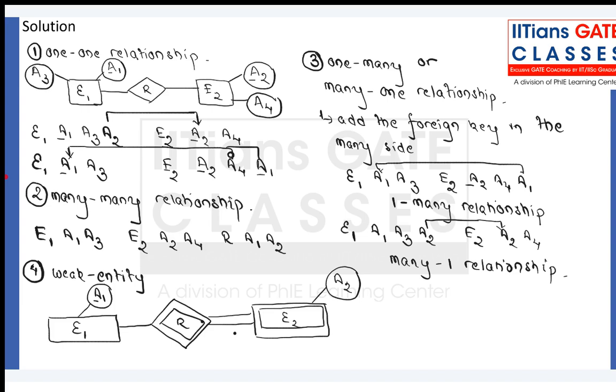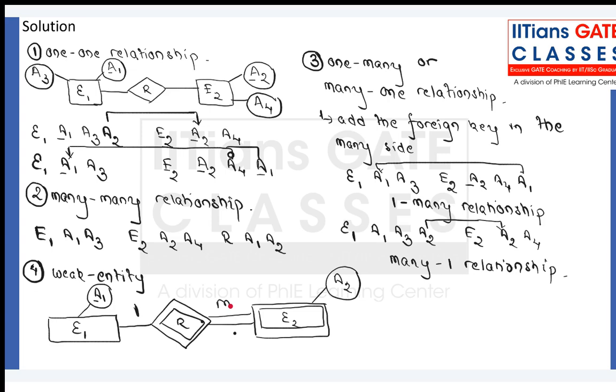So as you said, there should be a one-to-many relationship. If you apply rule 3, where will you place the foreign key? Will you place it in E2 or will you place it in E1? It says add the foreign key in the many side. The many side is in E2. So we'll place the foreign key in E2, the weak entity.